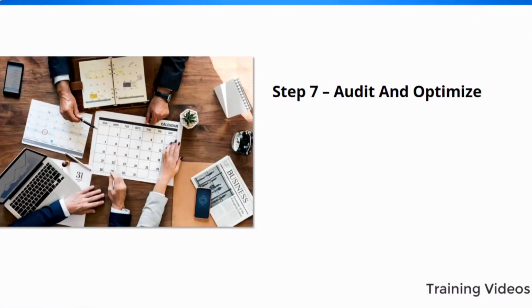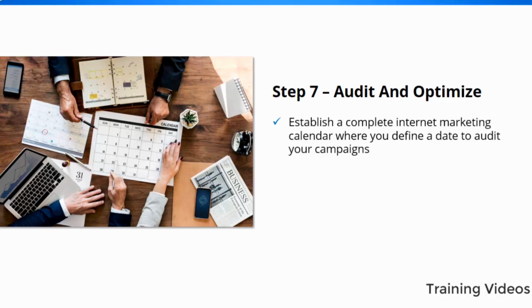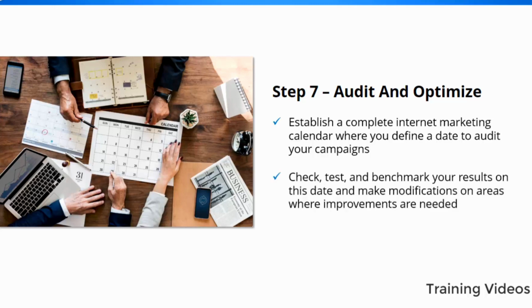Step number 7, audit and optimize. Establish a complete internet marketing calendar where you define a date to audit your campaigns. Check, test, and benchmark your results on this date and make modifications on areas where improvements are needed. For example, if one of your articles is getting low bounce rates from social media traffic but a low number of visits from search, it might mean that you need to modify the article headline and metadata.